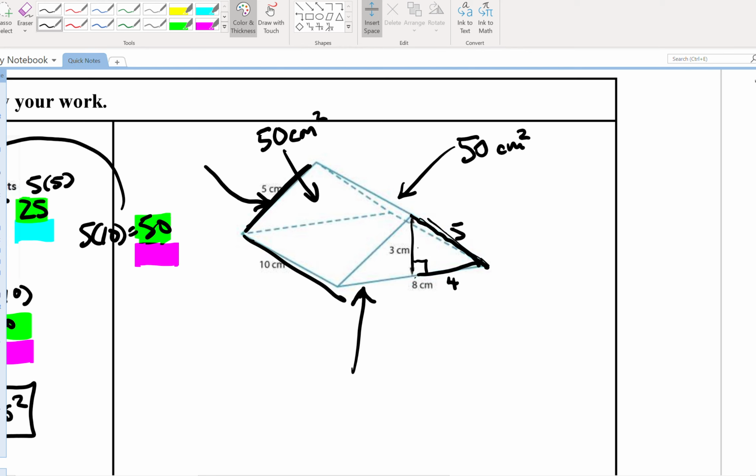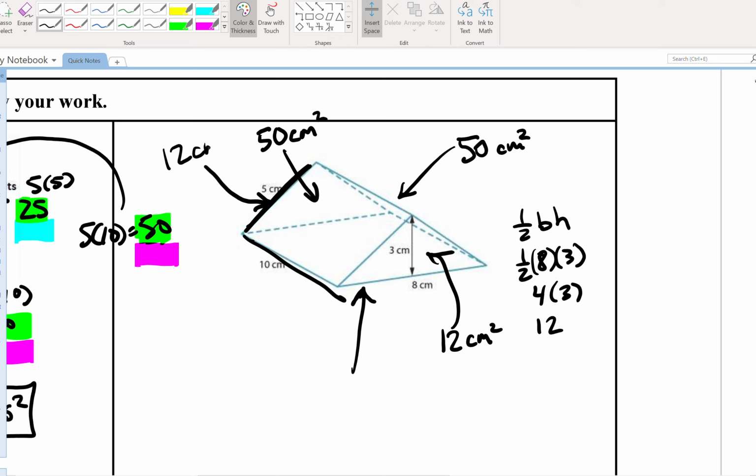The triangle in the front and the back would be the same. And the area of a triangle is 1/2 the base times the height. That's 1/2 the base, which is 8, times the height, which is 3. And half of 8 would be 4, and so 4 times 3, that would be 12. So I've got 12 centimeters squared here, and I've got 12 centimeters squared in the back as well. And then finally, the one underneath, it's 8 by 10, and so it would be 80 square centimeters.